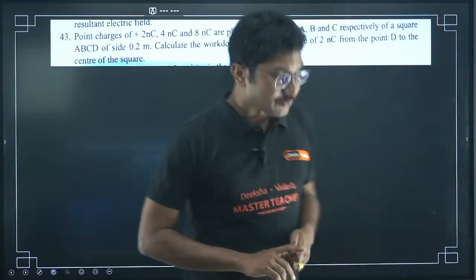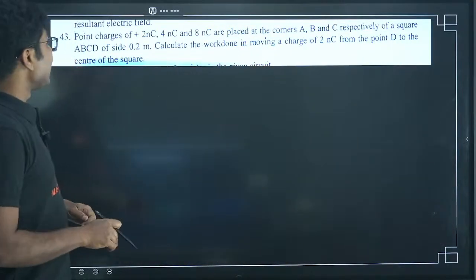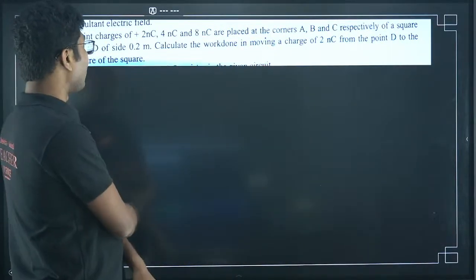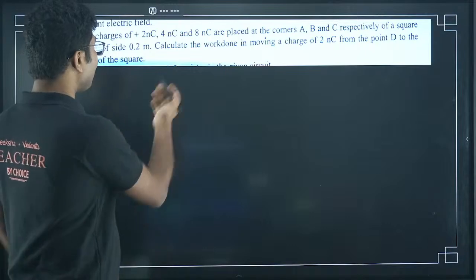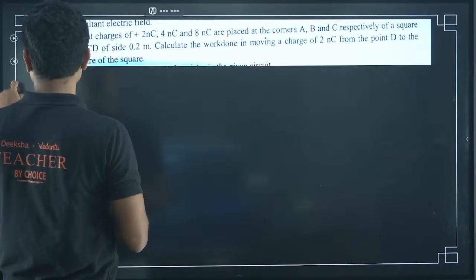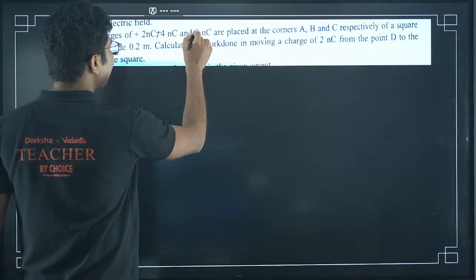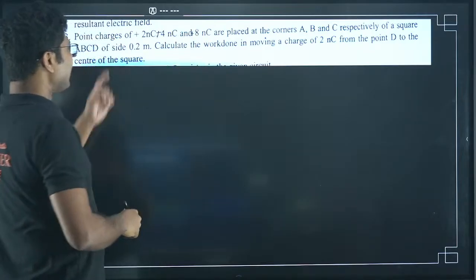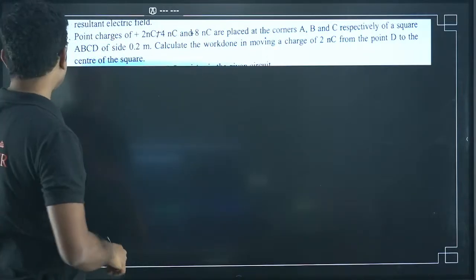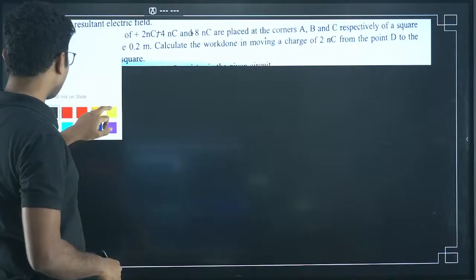Yes, second numerical I am solving. Point charges of plus 2 nanocoulomb, 4 nanocoulomb. I hope there is no plus given here. That means it is also plus. So this is one problem with the district papers. They mention plus 1 and do not mention any sign somewhere. Okay, that is one of the issues.